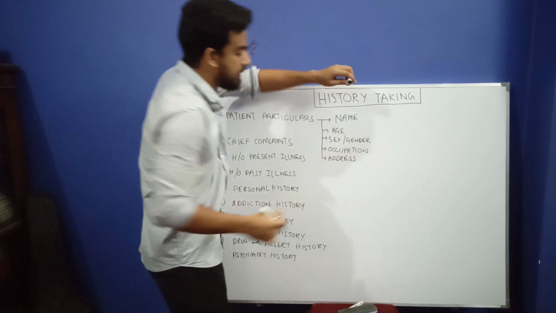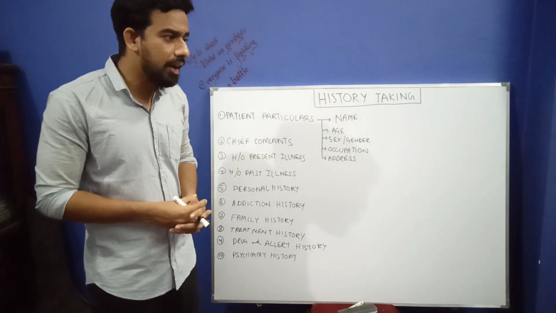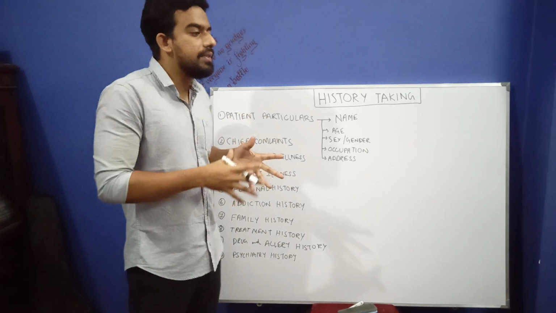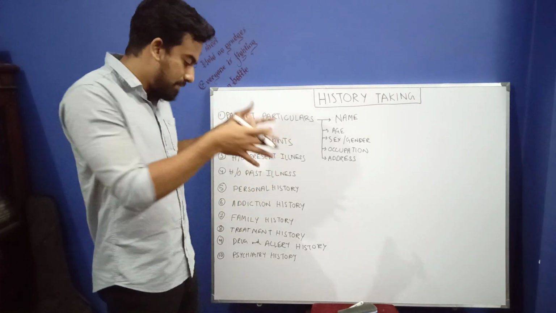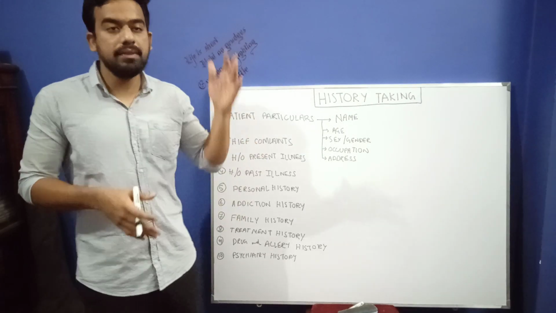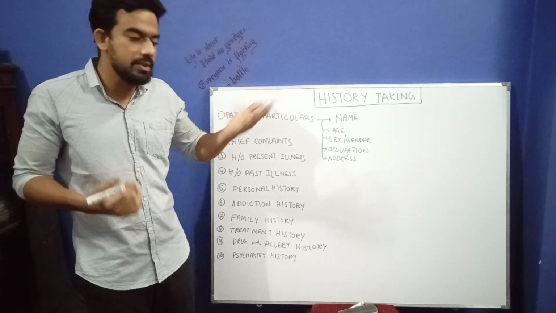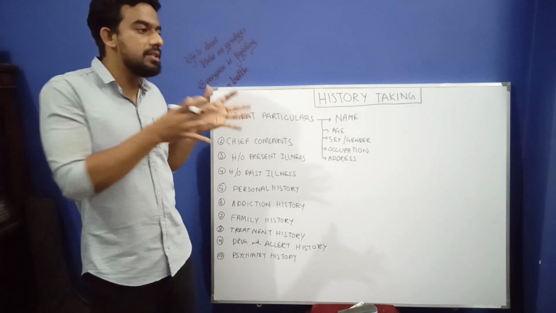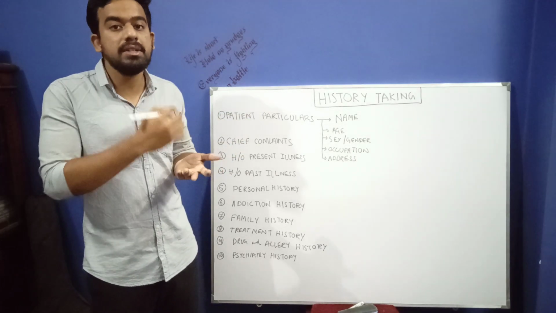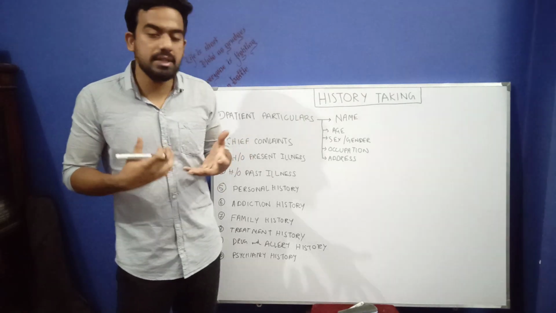Next is address, or the place where the person is living. This also has a significance. For example, in times of COVID, in the initial days when the first wave started, if someone had a travel history to China or was coming from China and had fever, we were considering them a suspect of COVID. So the address from which he was coming gives us the significance of the disease.